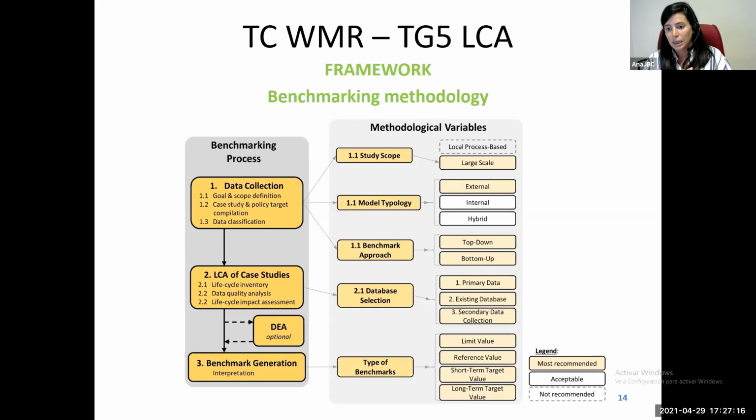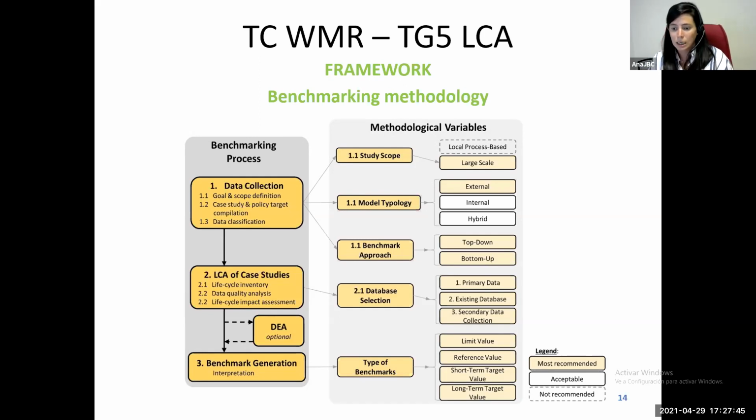Then the fourth methodological variable that we need to select is the database. You know that we can choose primary data, which is always the best or most recommended, but we can also use existing databases or collect secondary data if we don't have any of the others available. And we will be happy here in our TG with any of this type of data that you can provide.